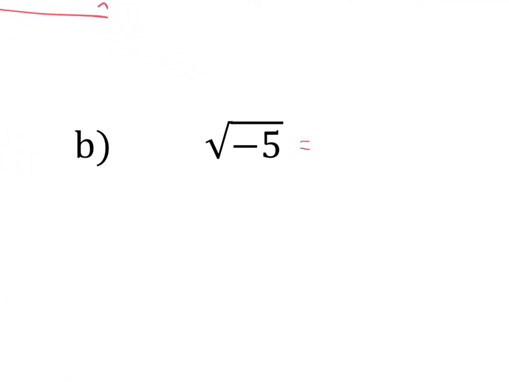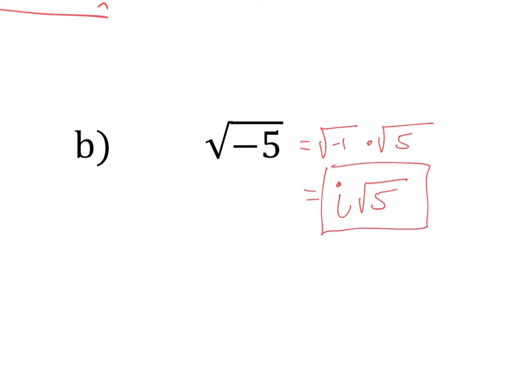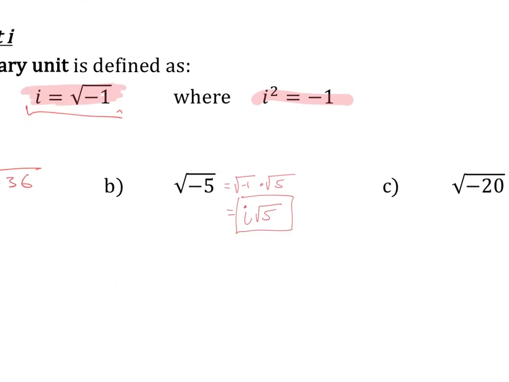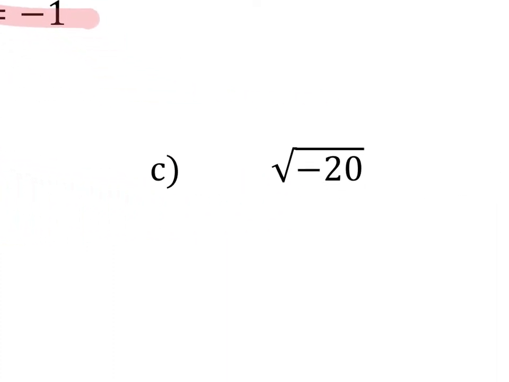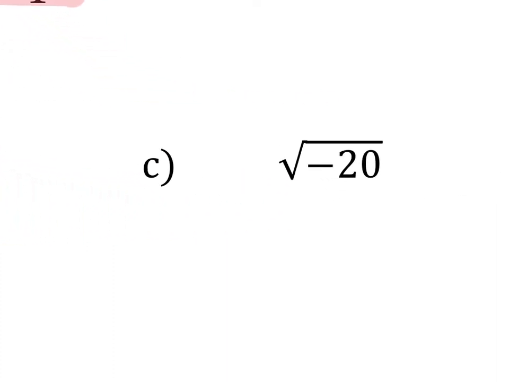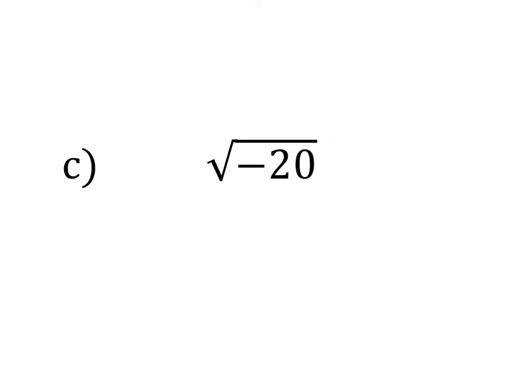What if we have the square root of negative 5? With real numbers, we're kind of stuck. We can say this is the square root of negative 1 times the square root of 5. The square root of negative 1 we defined as i. So this is i times the square root of 5. That's the idea. For that one we could only take out the i.